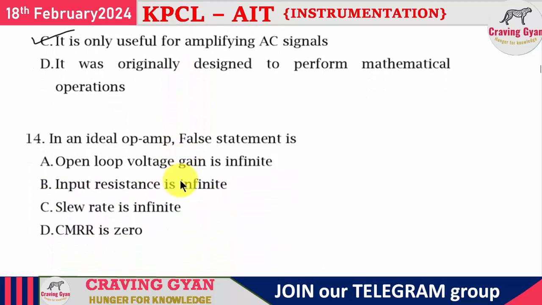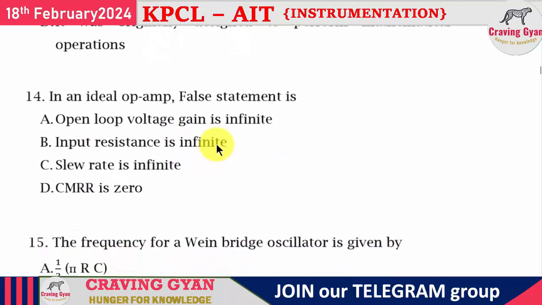14th question: for the ideal op amp, the false statement is: open loop voltage gain is infinity, input resistance is infinity, slew rate is infinite, CMRR is 0. They are asking, CMRR is infinite. Since they are asking for the incorrect or false statement, option D is going to follow.